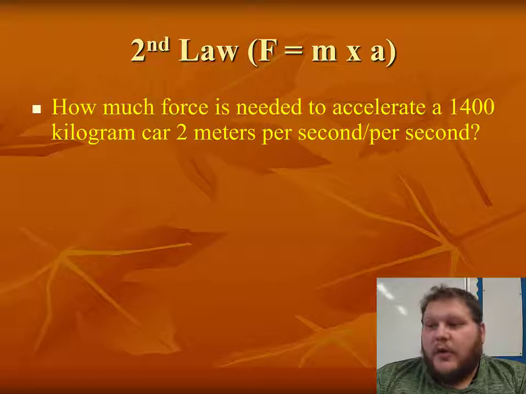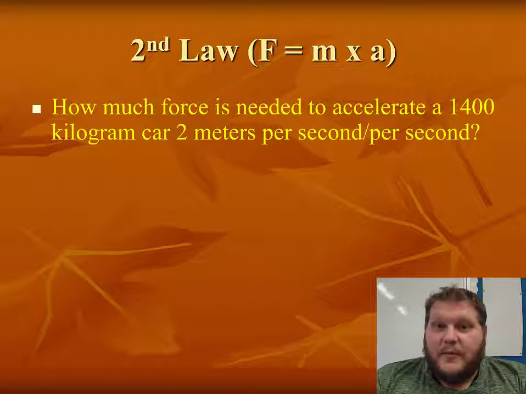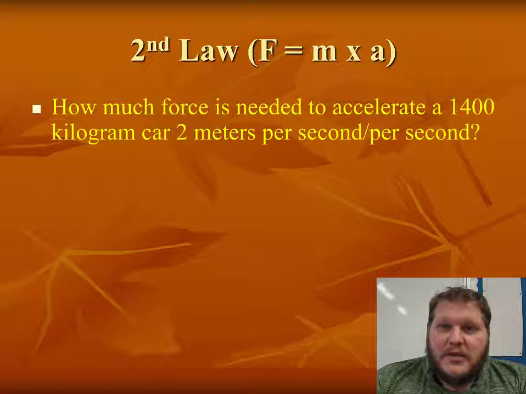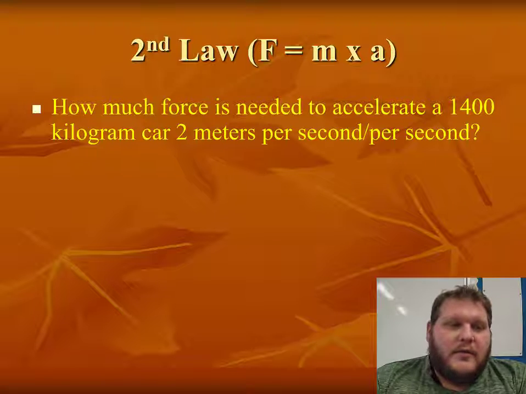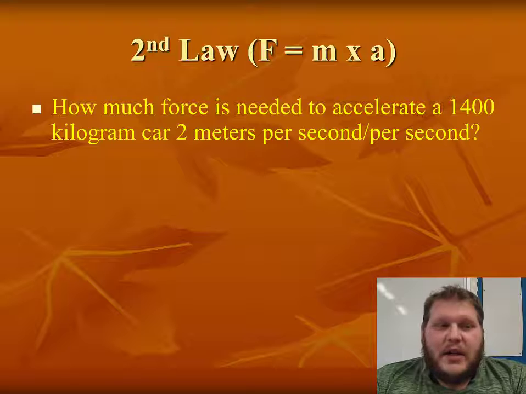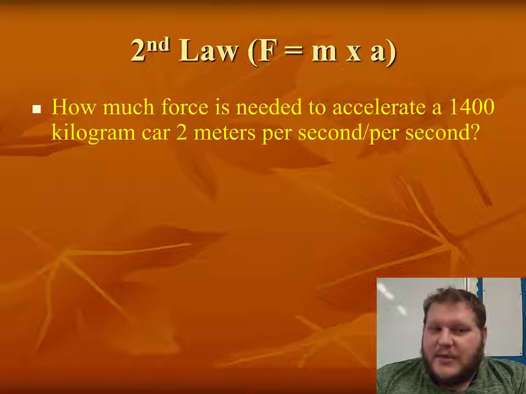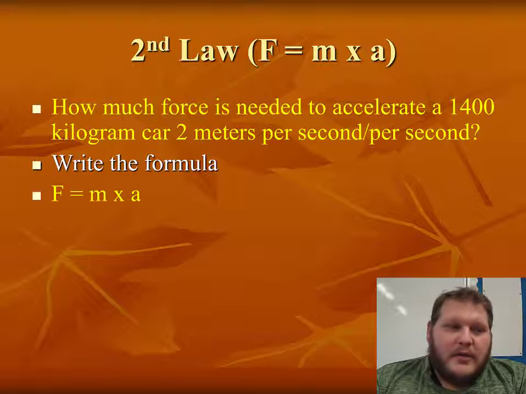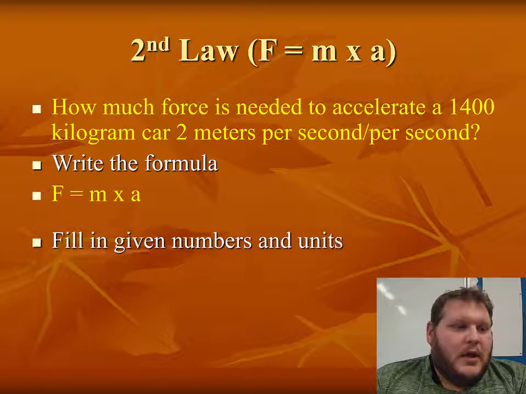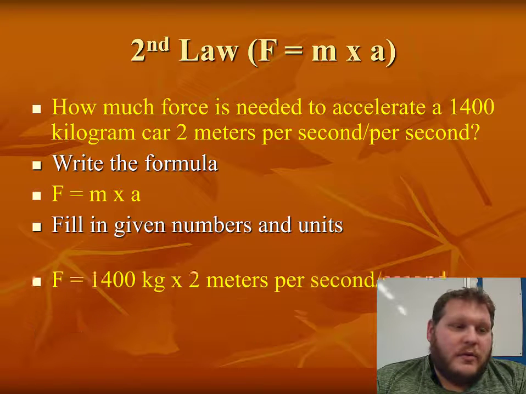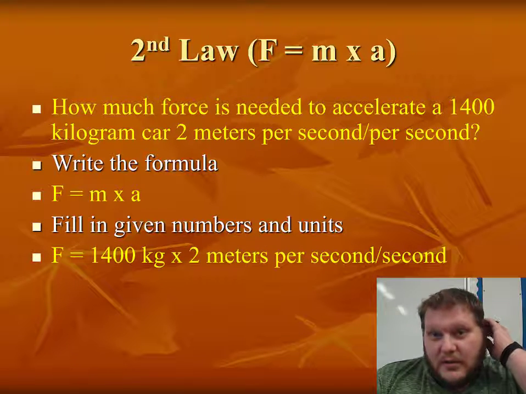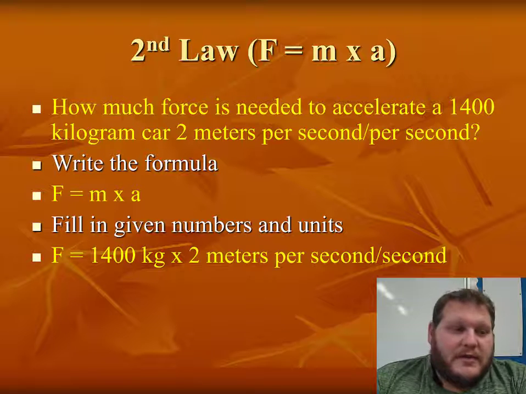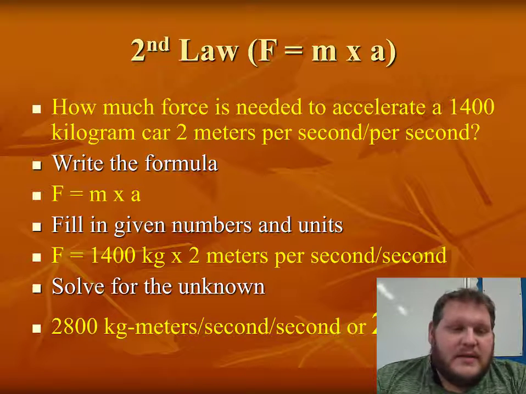So we can go through and do some calculations now with this. We've got a formula that relates two pieces of information to a third. If we're trying to calculate how much force is needed to accelerate a 1,400 kilogram car 2 meters per second, we're going to start by writing down our formula. Force is mass times acceleration, F = ma. We fill in the numbers and the units that we're given. We're given our mass and our acceleration, so we multiply those together to solve for the unknown. In this case, 2,800 newtons is what will be required to accelerate that 1,400 kilogram car by 2 meters per second squared.